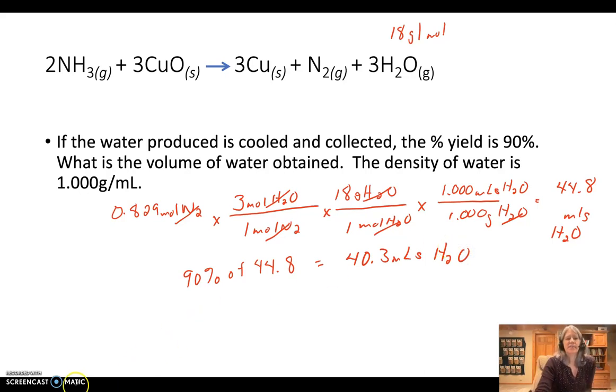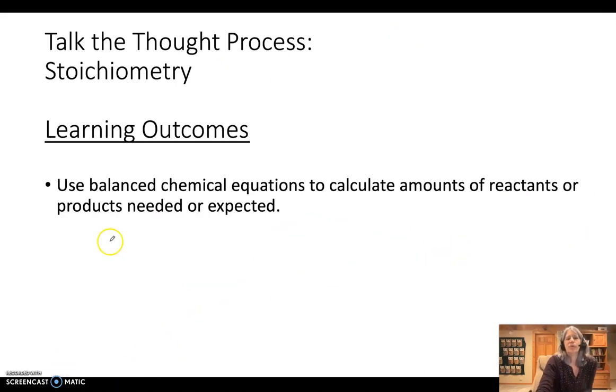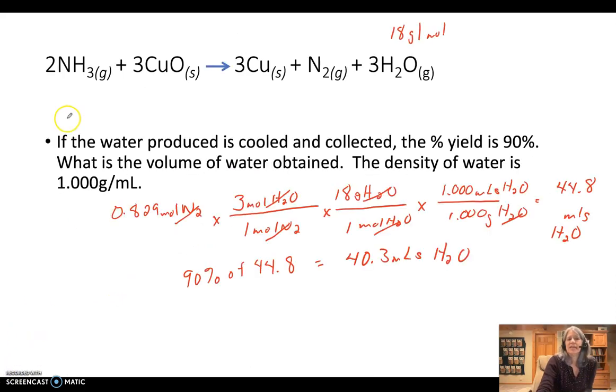Okay, so here we've done several stoichiometry problems. We used a balanced chemical equation to calculate the amounts of reactants or products needed or expected. And we did that for several things in this particular reaction. The key was to balance the equation using these numbers in front, which are called stoichiometric coefficients. Those tell us the ratio in moles of how this particular recipe goes, right? For every 2 moles of ammonia, we need 3 moles of copper oxide, and that's going to produce 3 moles of copper, 1 mole of nitrogen, and 3 moles of water.